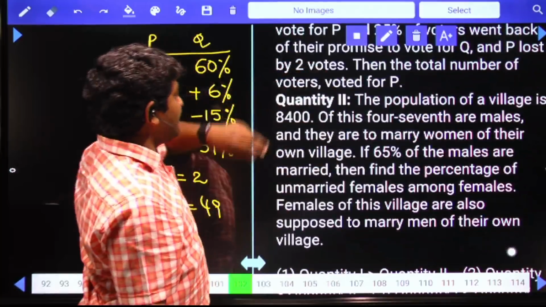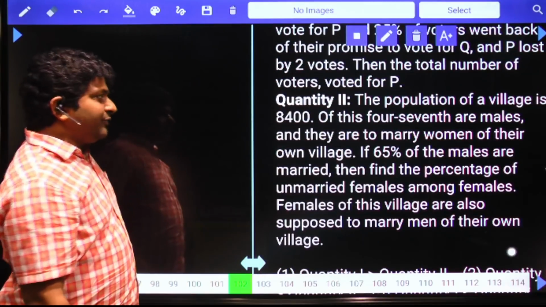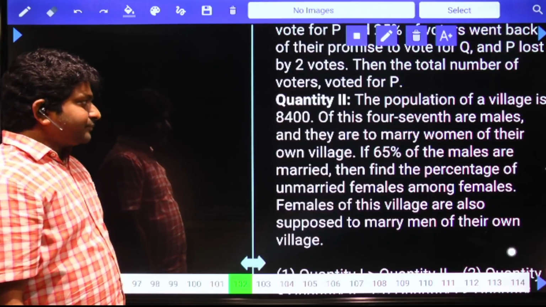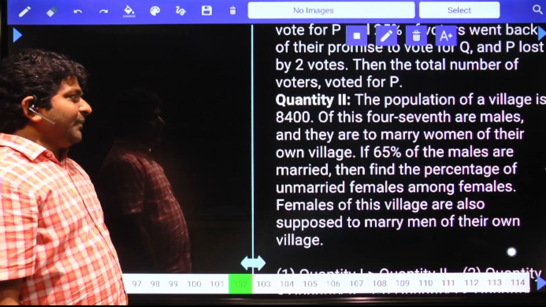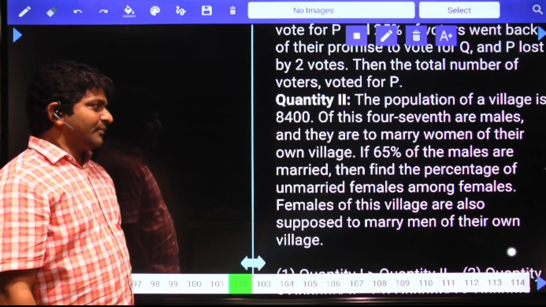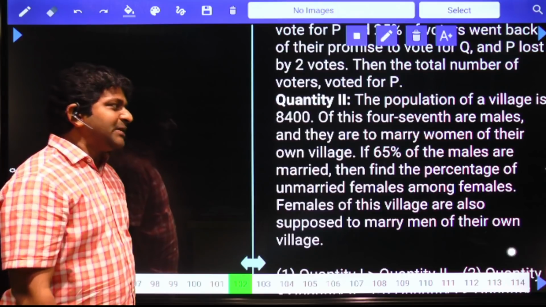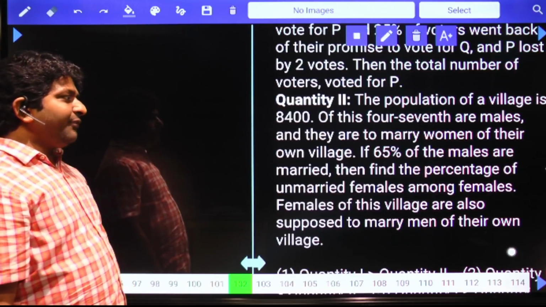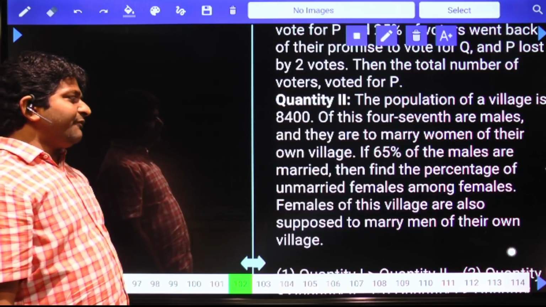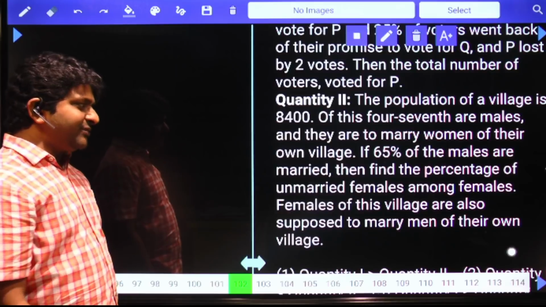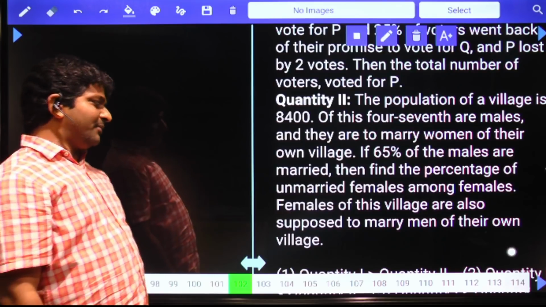The population of the village is 8,400. Of this, 4/7 are male, and they are to marry women of their own village. If 65 percent of males are married, then find the percentage of unmarried females among females. Females of this village are also supposed to marry men from their own village.